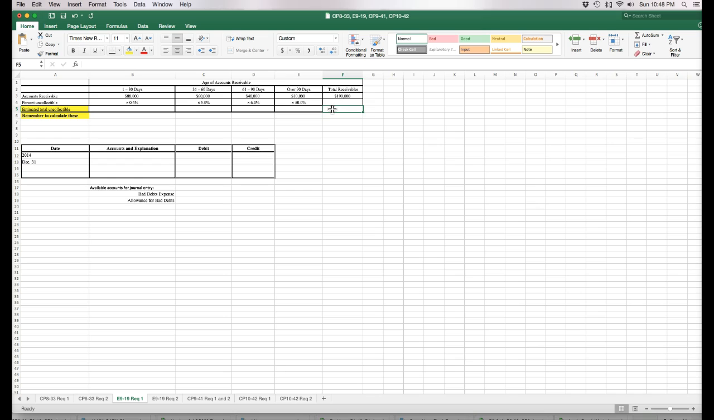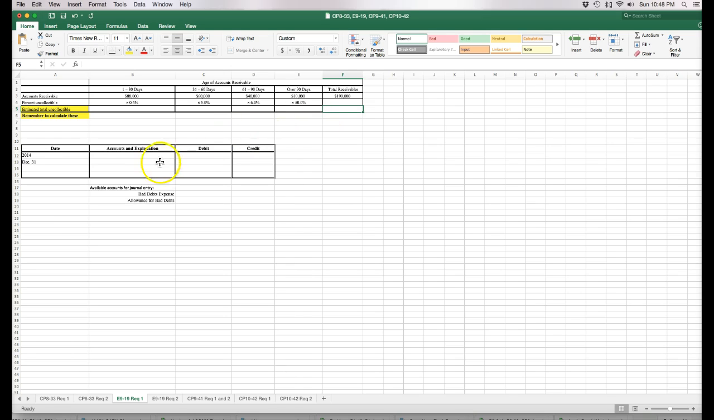And a contra asset account means that it comes against or subtracts from the asset account, which is accounts receivable. So since the normal balance for accounts receivable is a debit balance, our normal balance for the allowance is going to be a credit balance.